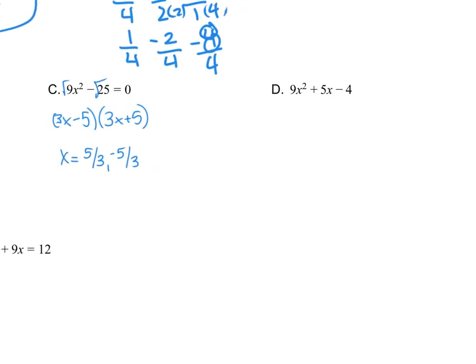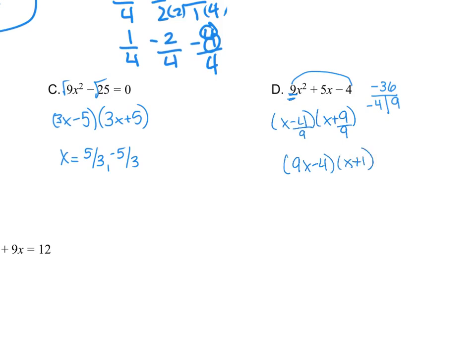For the next one, we're going to go ahead and rainbow. Factors of -36 are -4 and positive 9. So (x minus 4)(x plus 9). Remember to account for this leading coefficient. So we have (9x minus 4)(x plus 1). X equals 4/9 and -1.